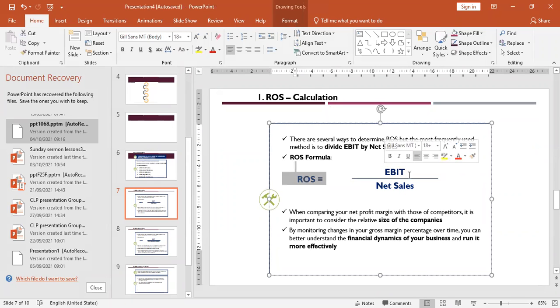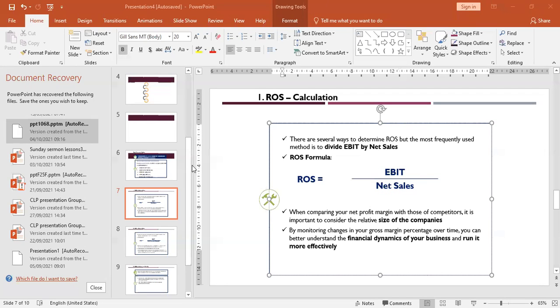Already on your income statement, you have EBIT, earnings before interest and taxes, okay? Over your revenue, which is net sales, and that gives you return on sales. And usually you'll see it in percentage. You don't need to master this formula. The formula is already on the Excel. As long as we have EBIT and net sales, it will calculate for you. So you don't need to worry about, do I need to remember this? Does it make sense? No, no, no. You don't need to worry about that. Okay.